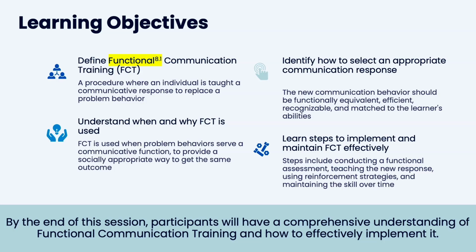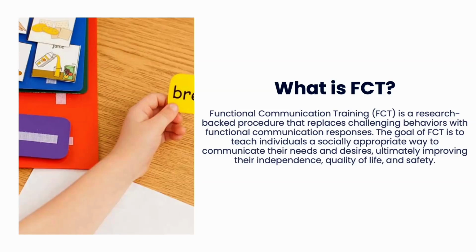So you're going to identify how to select an appropriate communication response. The new communication behavior should be functionally equivalent, efficient, recognizable, and match the learner's abilities. And you're going to learn steps to implement and maintain FCT effectively. Steps include a functional assessment, teaching new responses, using reinforcement strategies, and maintaining the skill over time. It's a research-backed procedure that replaces challenging behaviors with functional communication responses.